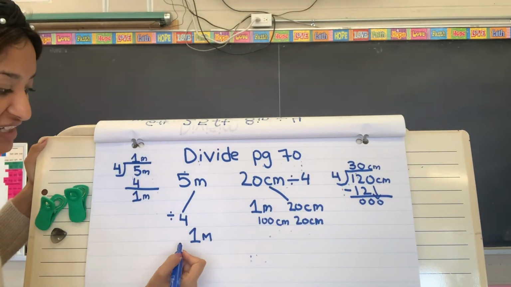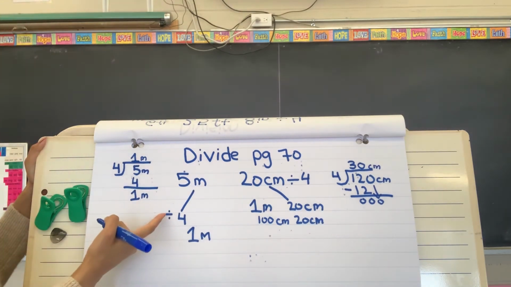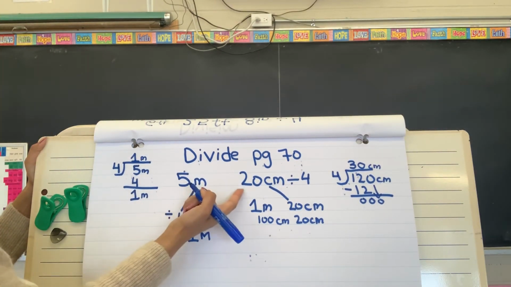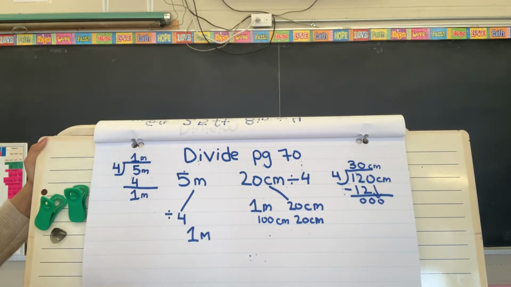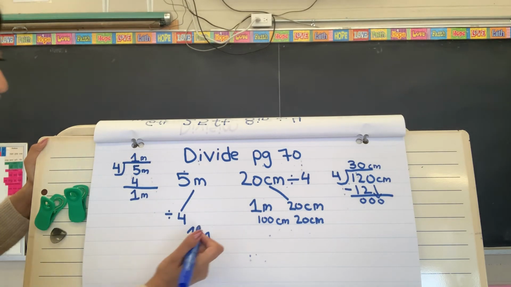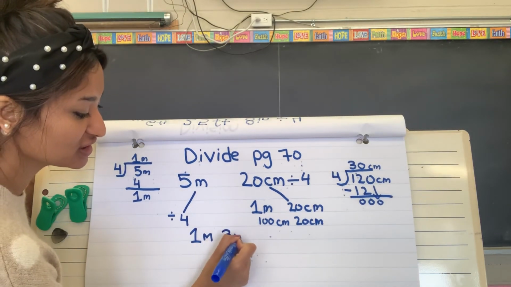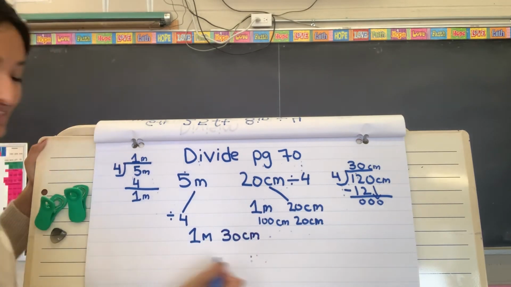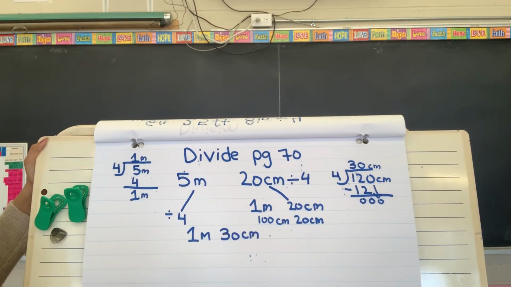So what's my final answer? My final answer is 5 meters and 20 centimeters when divided by 4. So what was the length of each of Jane's pieces of ribbon? It was 1 meter and 30 centimeters. Does that make sense?